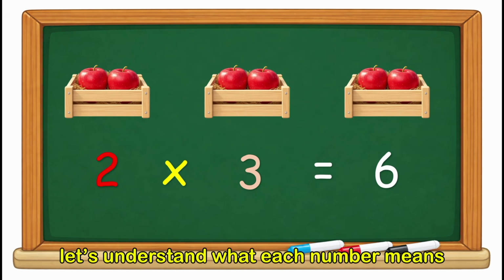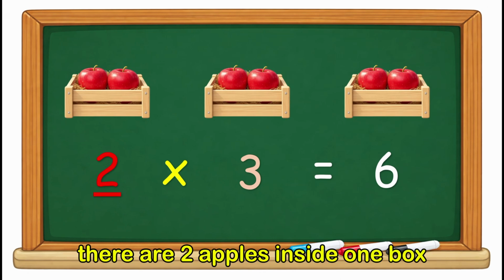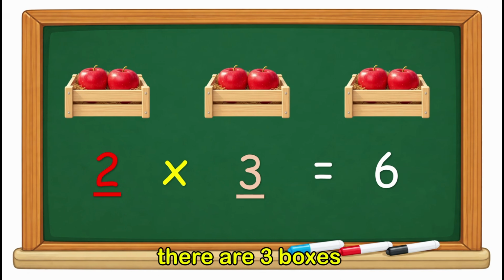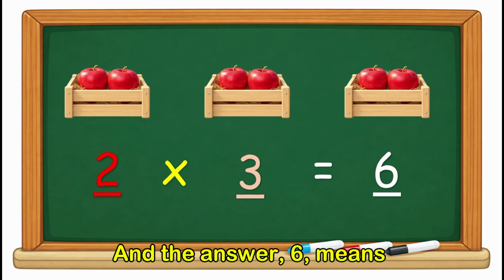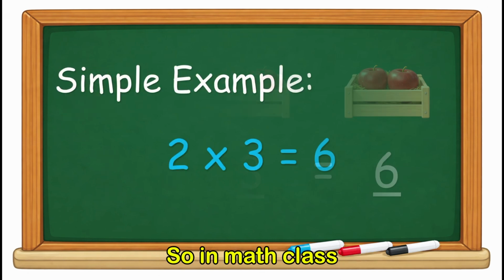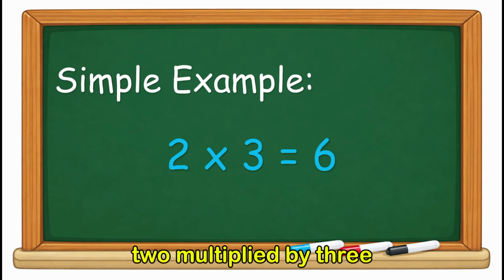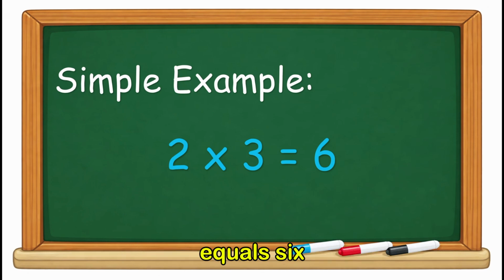Let's understand what each number means. The 2 means there are 2 apples inside one box. The 3 means there are 3 boxes. And the answer, 6, means we have 6 apples in total. So in math class, a simple multiplication example looks like this. 2 multiplied by 3 equals 6.